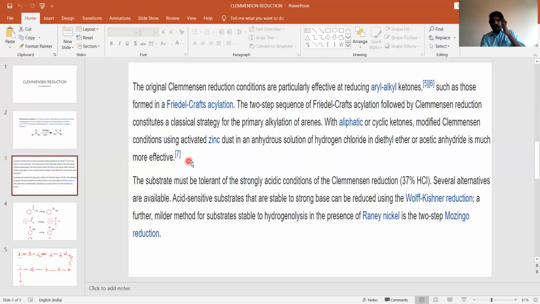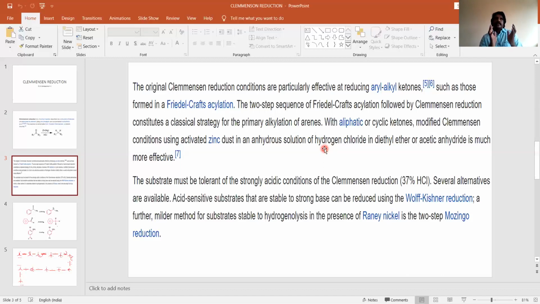Consider a case where we are using activated zinc dust in an anhydrous solution of hydrogen chloride in diethyl ether or acetic anhydride, which is more effective. When we use a combination of activated zinc dust with an anhydrous solution of hydrogen chloride in diethyl ether and acetic anhydride, that is found to be more effective. That means variations are possible with Clemmensen reduction. Then we call it a modified Clemmensen reduction.